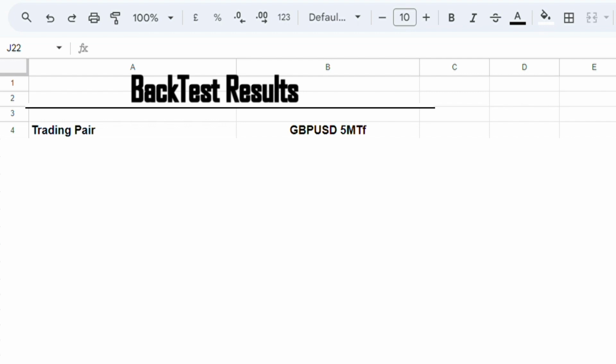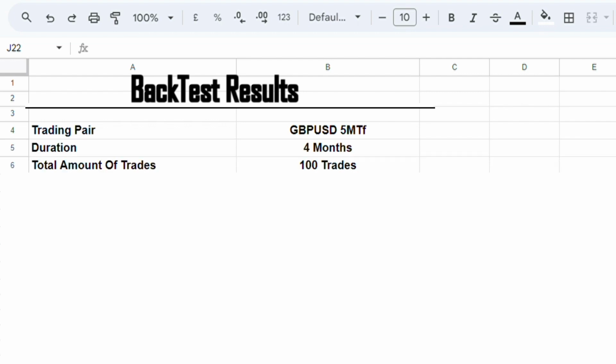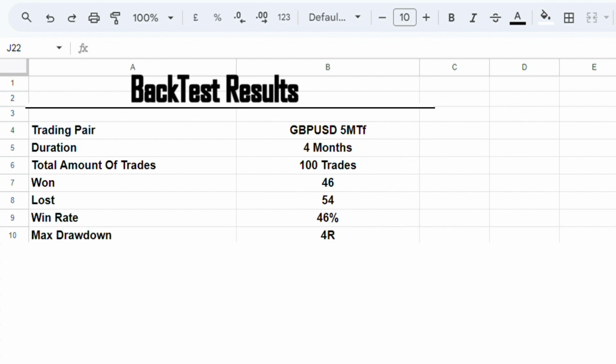Okay, so in 4 months, I took 100 trades, 46 won and 54 lost, which means we had a win rate of 46%. Now, we also had a max drawdown of 4R and a max gain of 6R. So that was positive, and the win rate being 46% when we're going for a 1 to 2 is good. This is definitely a good system for you guys to be using. Now for the net profit, we made 38% in 4 months.